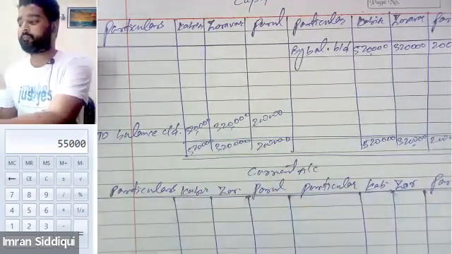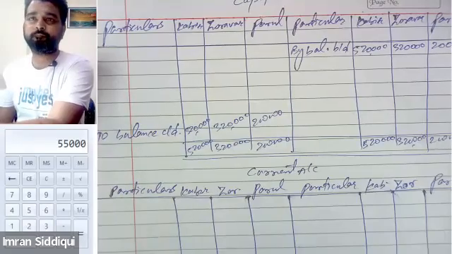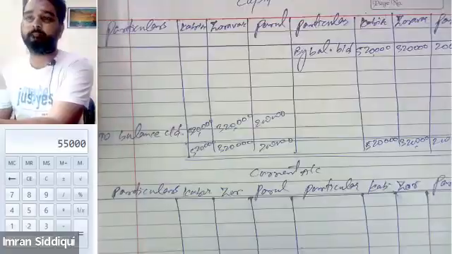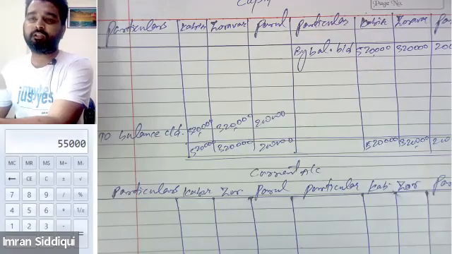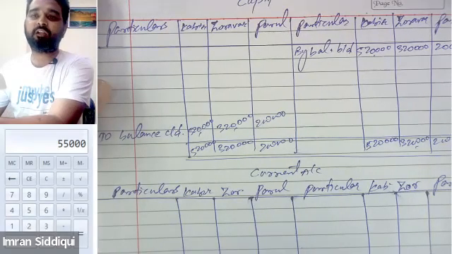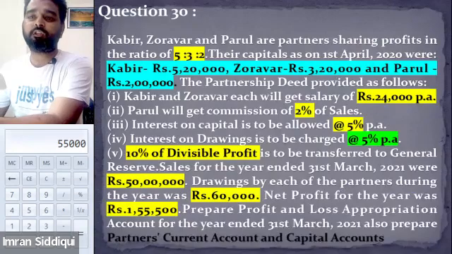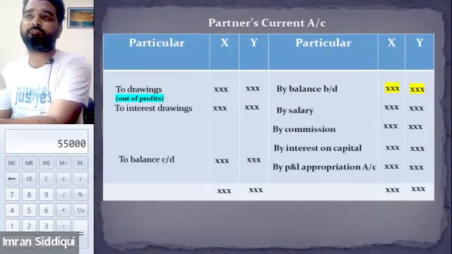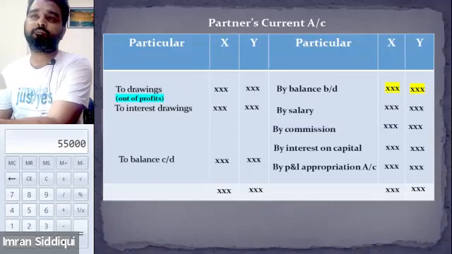Can you give the format of this partners' capital account and the current account? I'll do one thing, I'll share the entire PowerPoint with you. In this PowerPoint, you will find the format of the partners' capital account and the current account. This is the partners' capital account, and this is the format of the partners' current account. Clear? Okay, sir.